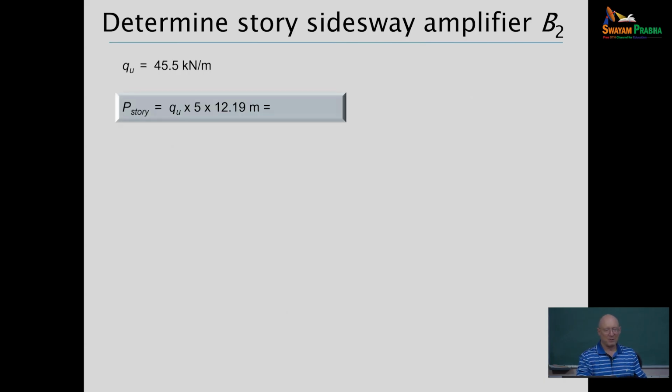Our factored vertical load on the roof girders is 45.5 kilonewtons per meter. And so if you do QU times 5 bays, each bay is 12.19 meters, we've got a whopping 2,773 kilonewtons vertical load that's being stabilized by the lateral load resisting system, we hope.